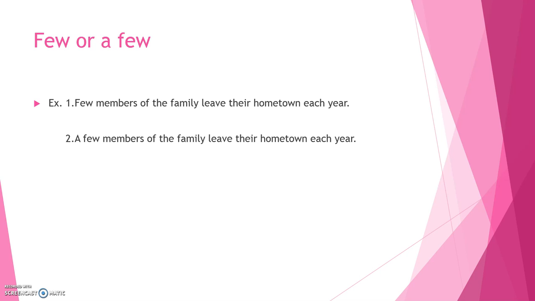Okay, let's see. So, in the first one, the emphasis lies on that almost no one leaves. In the second one, it is said that a couple of family members leave. So the difference lies in how many actually leave. With few, almost nobody, and with a few, a couple, but not many.